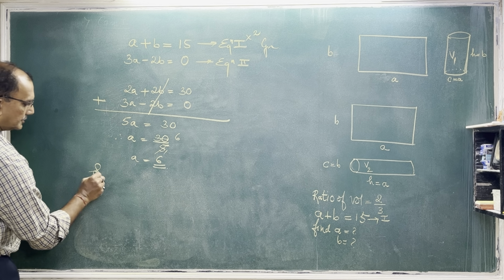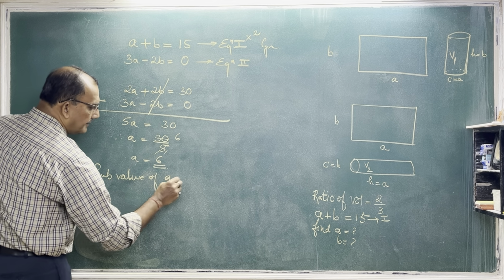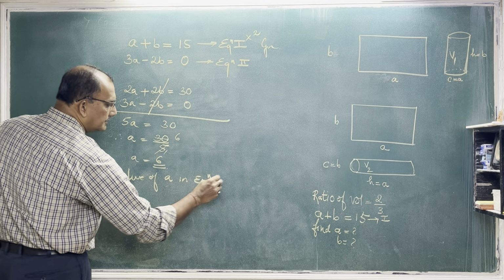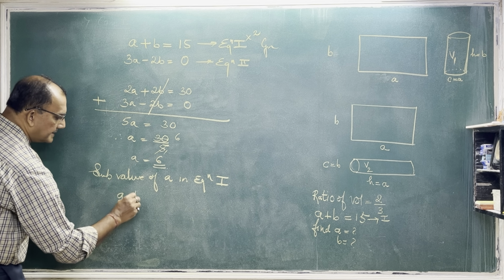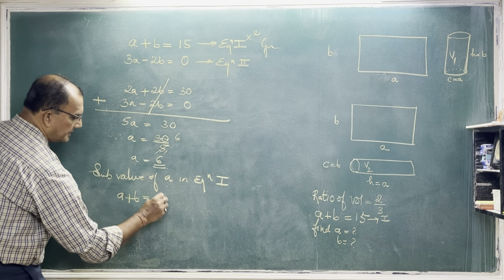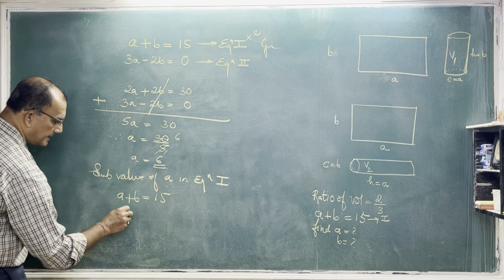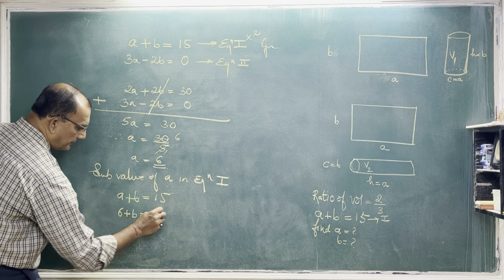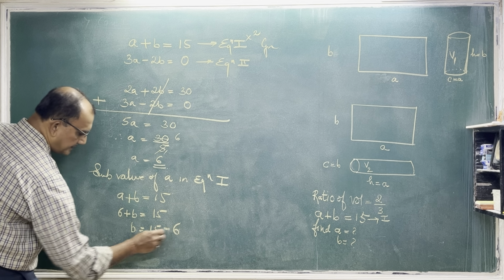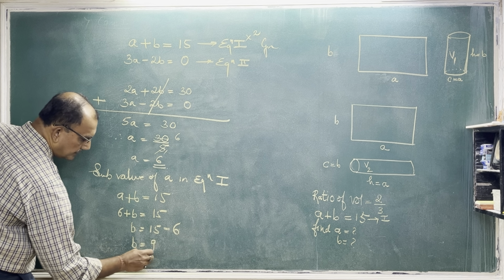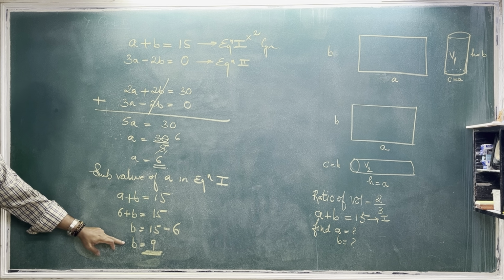Now let us substitute the value of A in equation 1. So my equation 1, A plus B is equal to 15. In place of A, I should write 6. 6 plus B is equal to 15. Therefore, B is equal to 15 minus 6. So B is equal to 9. So value of A is 6 and value of B is 9.